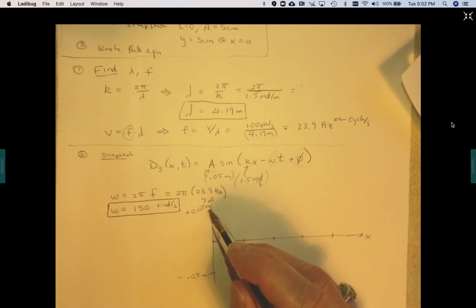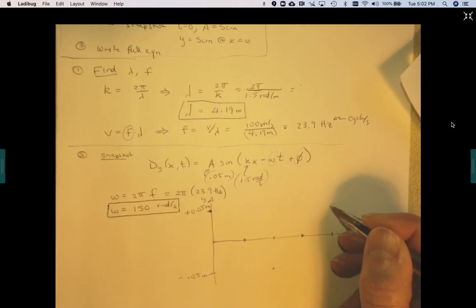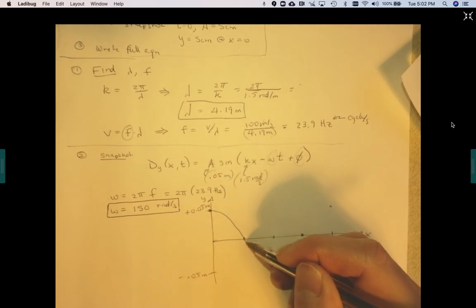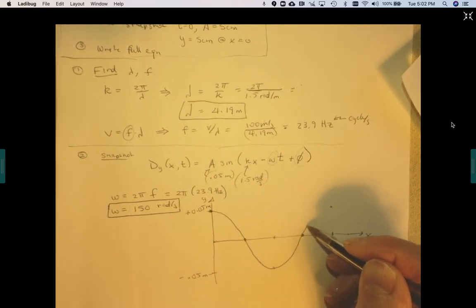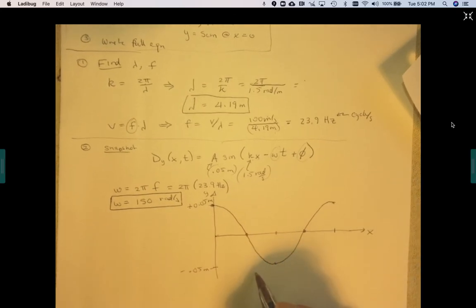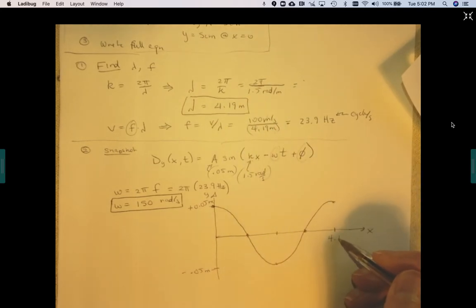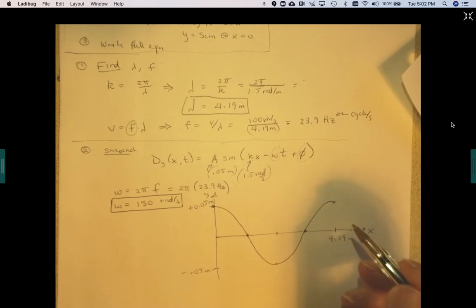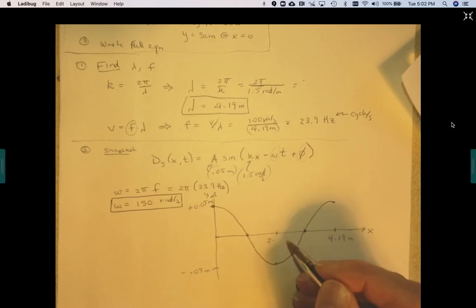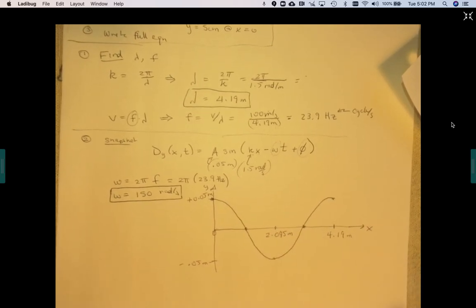For cosine, it starts at 1, goes to 0, then down to -1, 0, and back up to 1. So we sketch that in. It's like an exponential-looking curve there. If we wanted to put in numbers, we know the wavelength is 4.19 meters, so right here this would be 4.19 meters, and this would be 0.95 meters, and this is 0. Okay, that takes care of our snapshot graph.